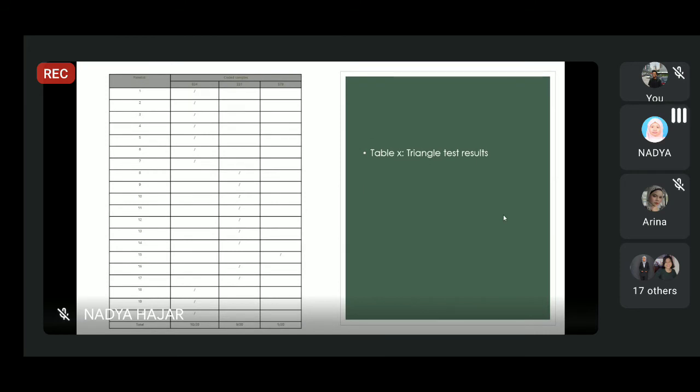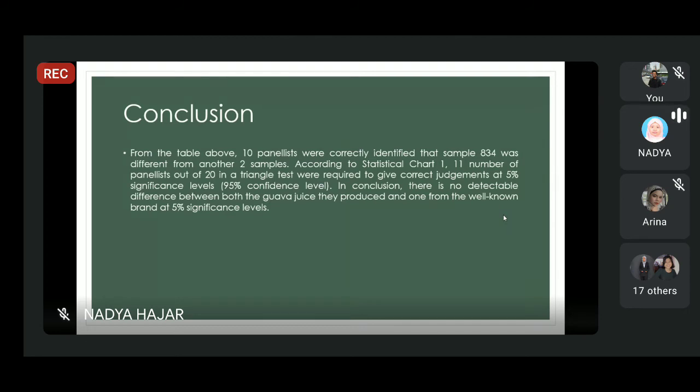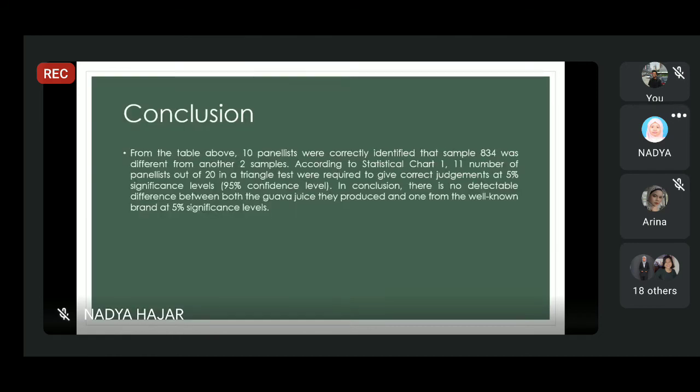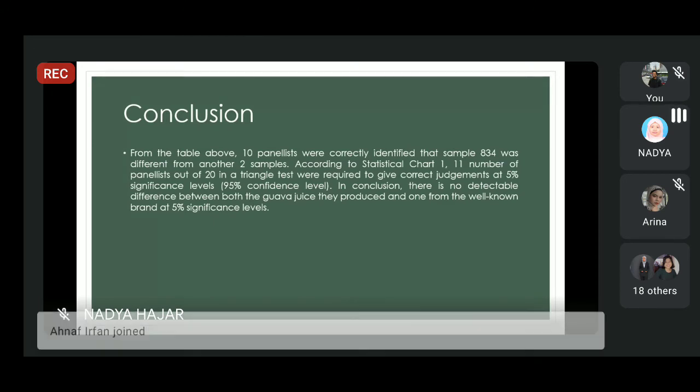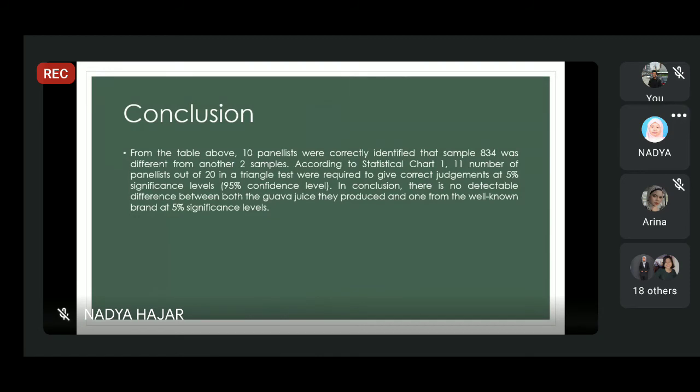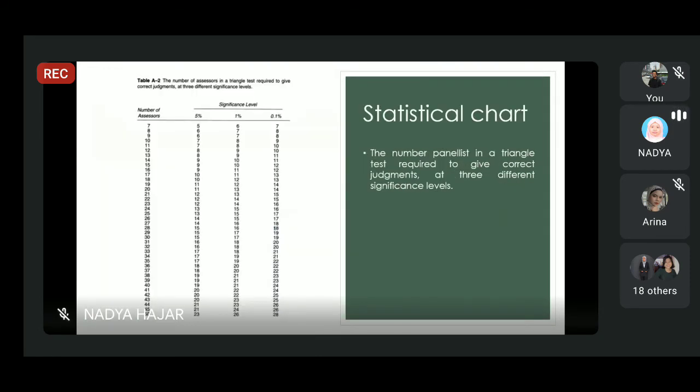So macam mana kita nak tahu there are significant difference or not between those samples? From the table above, 10 panelists dekat sampel 834 was different from another 2 samples. According to the statistical chart 1 dekat sini, kita ada number assessor berapa orang?